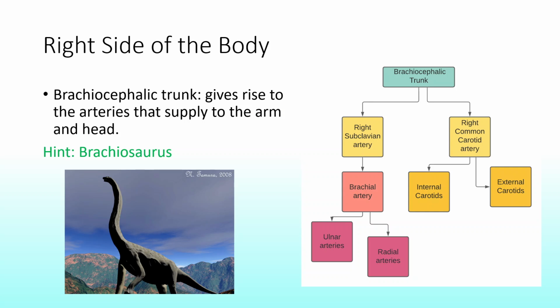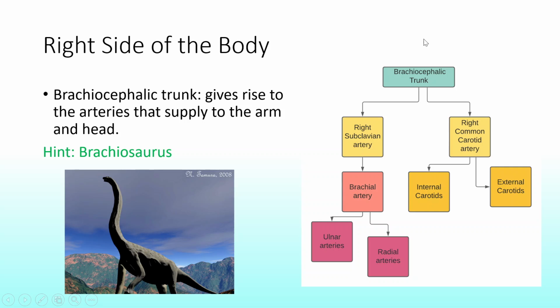Now, let's talk about the major nerves and vessels of the heart. We have the azygos vein, which empties into the superior vena cava. We also have, on the right side of the body, the brachiocephalic trunk, which gives rise to arteries that supply the arm and head. I like to think of the brachiocephalic trunk like a Brachiosaurus, where the neck is the trunk, and it supplies its head. It has a very long neck that goes to its head.